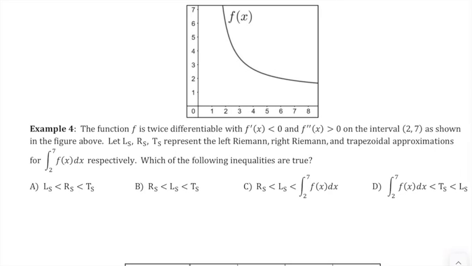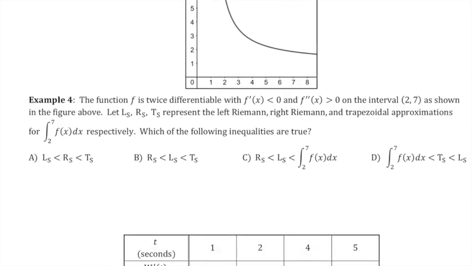Okay, this question is a little bit difficult, but okay, so we have a twice differentiable function here on the interval 2 to 7. So let L(S), R(S), and T(S) represent left Riemann, right Riemann, and trapezoidal approximations. And then it says, which of the following inequalities is true? So basically you have these options. And remember, this right here is the actual area. I guess we could say the exact area.